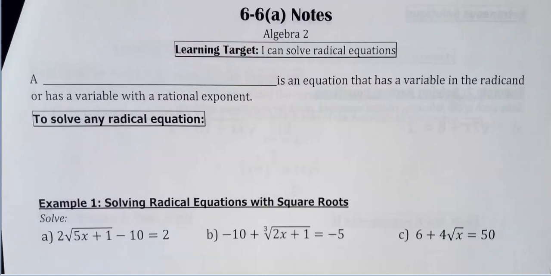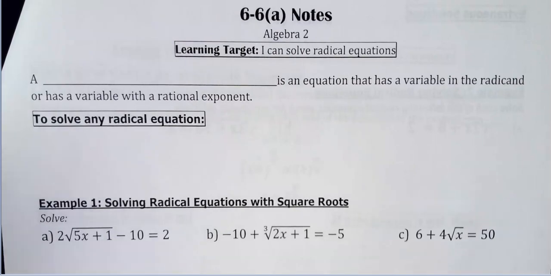Two types of equations that are considered radical equations. So that's why there's 2 days on this. All the equations today have a square root symbol or a cube root symbol. I don't have any fourth roots. It's just square roots and cube roots in this. You might see a fourth root, but they all get solved the same way.